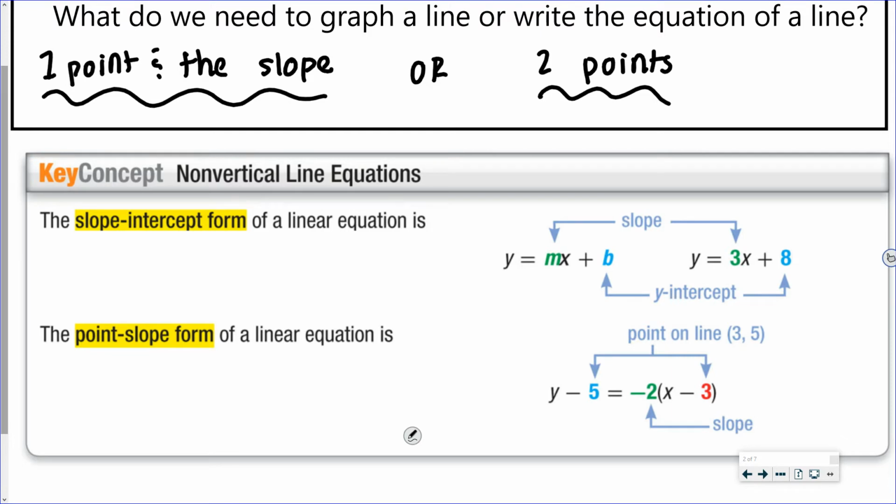Here's our most common classic way to write an equation of a line, slope-intercept form. I'm sure this is engraved into your brain. Y equals mx plus b. Remember that?